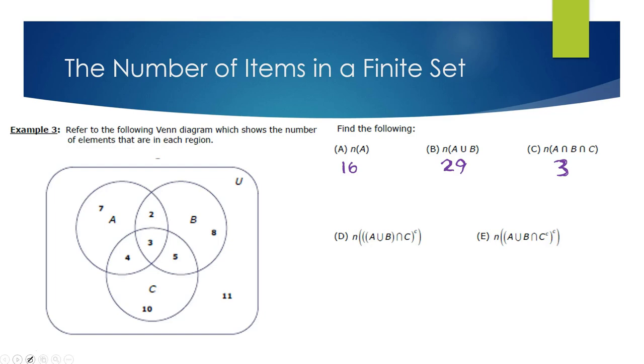For part D, I'm looking for the number that fall in the complement of the set described by the union of A and B and the intersection of C. So essentially what I'm looking for here is, first I'm going to look at A union B, which is basically the same thing we had in part B, those 29 elements there. But now we're really looking at those that fall in C as well. So looking at this region, like right here. Now, I want the complement of that, so I want now everything that falls outside of that region.